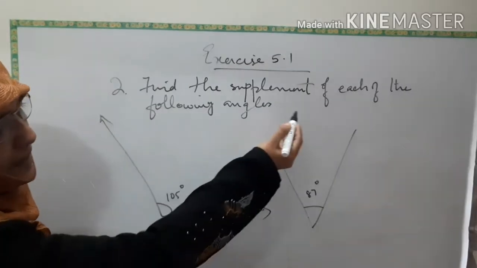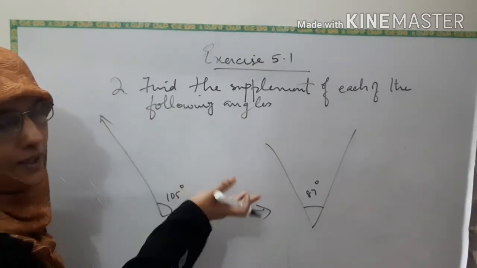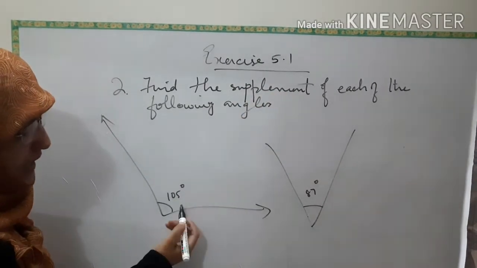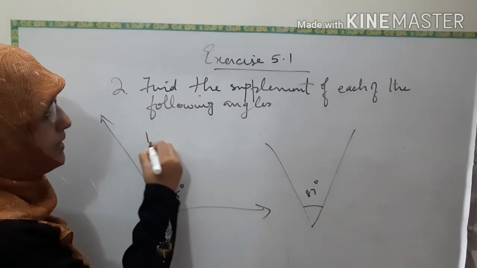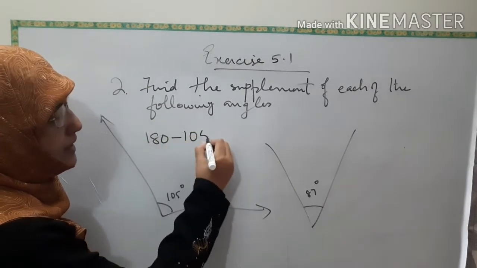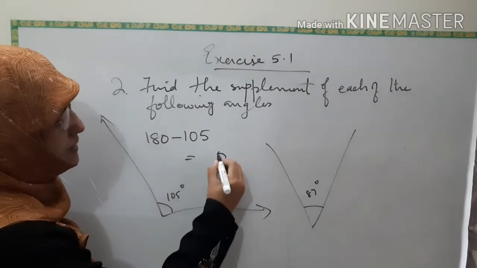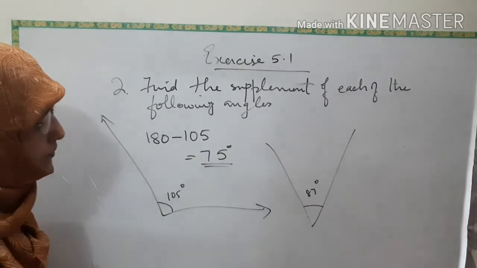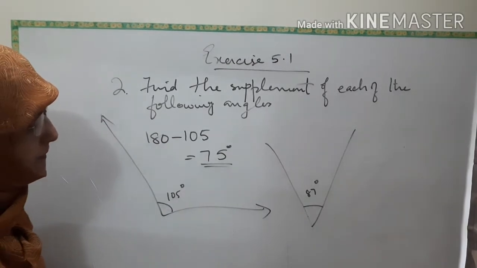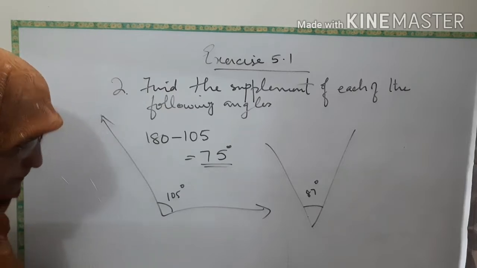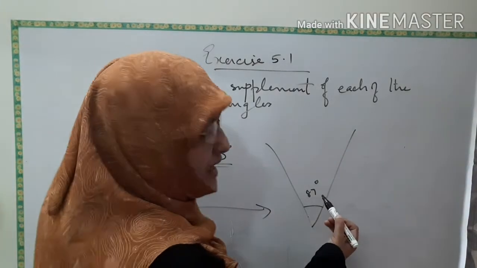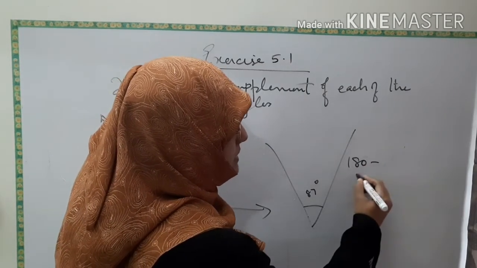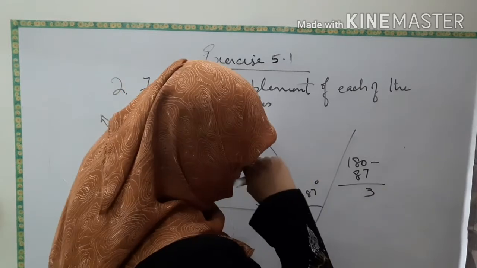Second question. Find the supplement of each of the following angles. Previous question was find the complement of. Here find the supplement of. So, how will you do? 105 degrees. So, the supplement will be 180 minus 105. What is that? 75 degrees. Now, next one, 87 degrees. What is the supplement of 87? 180 minus 87.